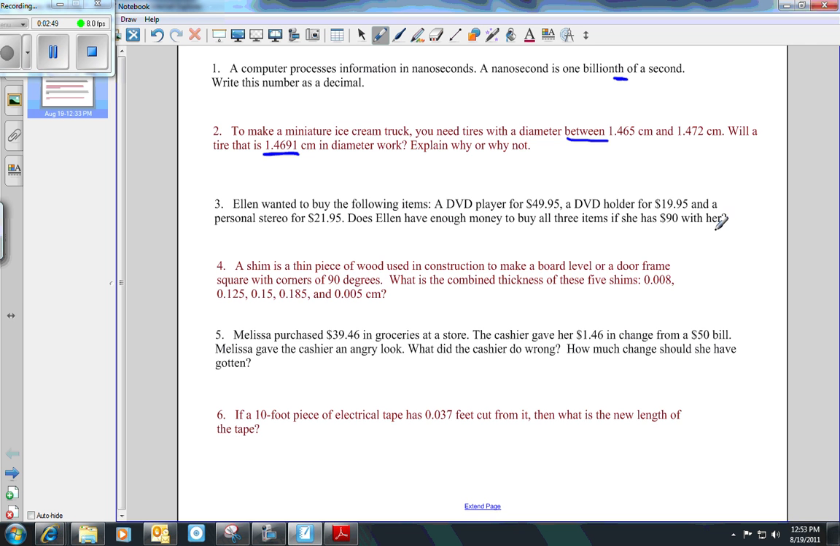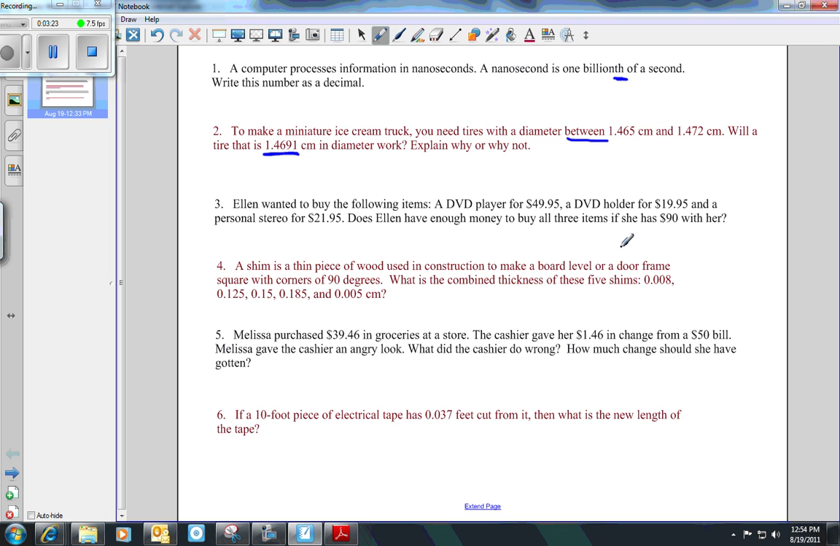The first number, we're going to look, and she's going to buy all 3 items. So we need to find out how much all 3 items cost first. And the second part of the question is, does she have enough money if she has $90? So then we'll compute that part second. And then tell me yes or no, does she have enough money? So I need to see all 3 items together. I need to see your work when you find out if she has enough money, and then a yes or no answer.